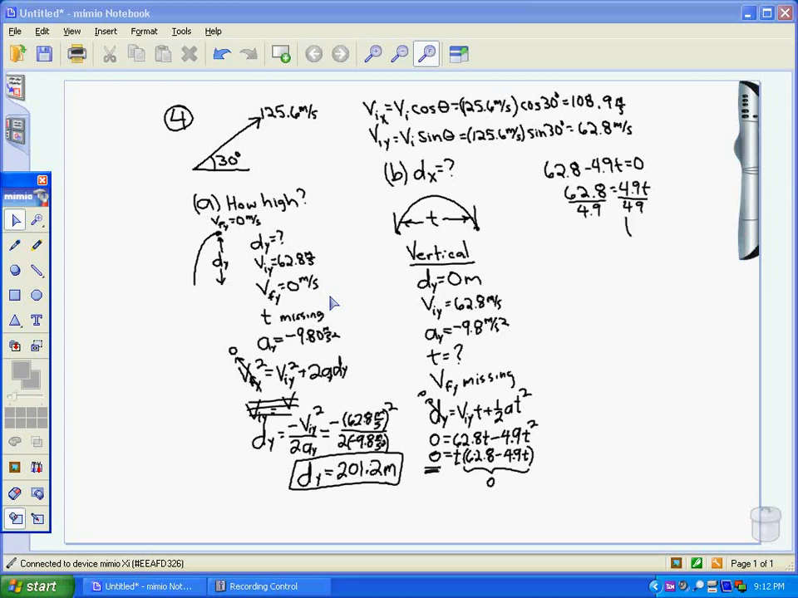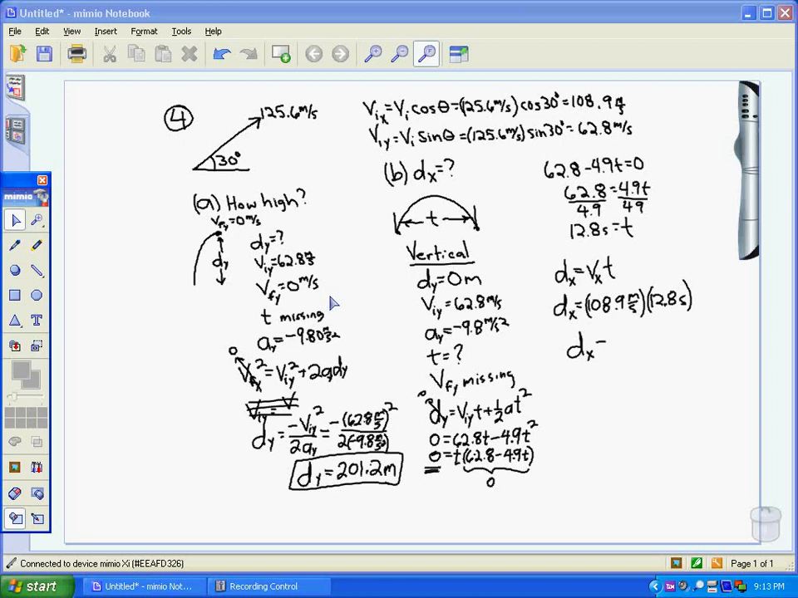Now I can use that to find how far it went, because dx, by the way, uses the t from the time it launched to the time it landed. So dx equals vxt. So dx is going to be equal to, we already figured out vx at the beginning, 108.9 meters per second times your time, 12.8 seconds. So this projectile went a total of 1,396 meters, which is the answer to the second one.